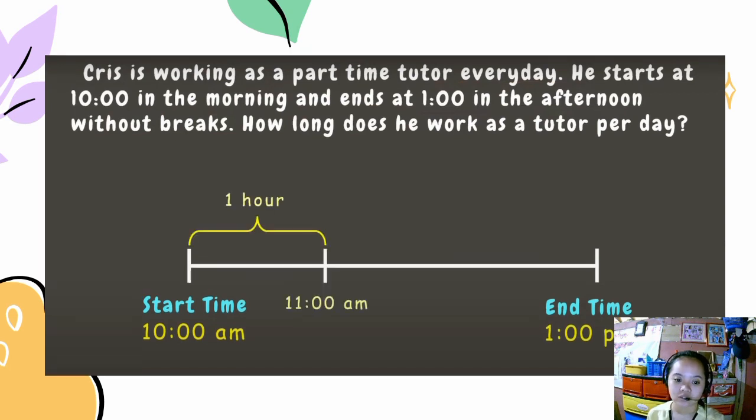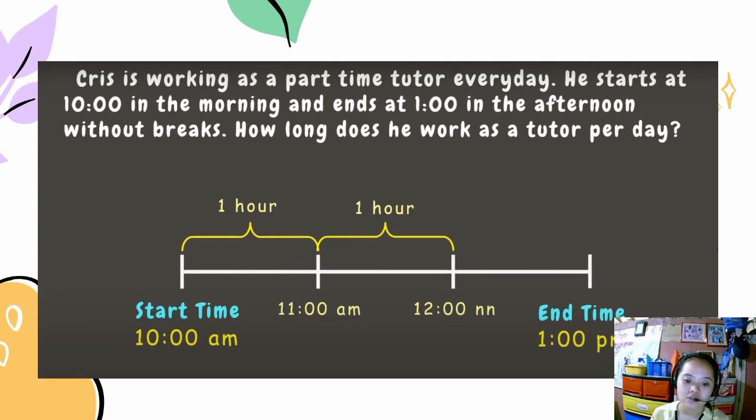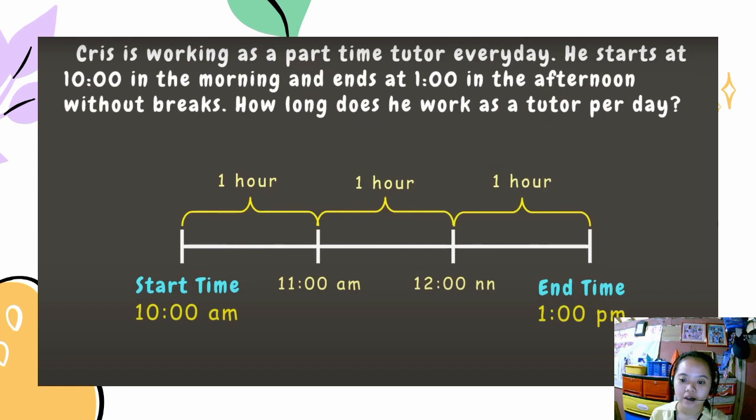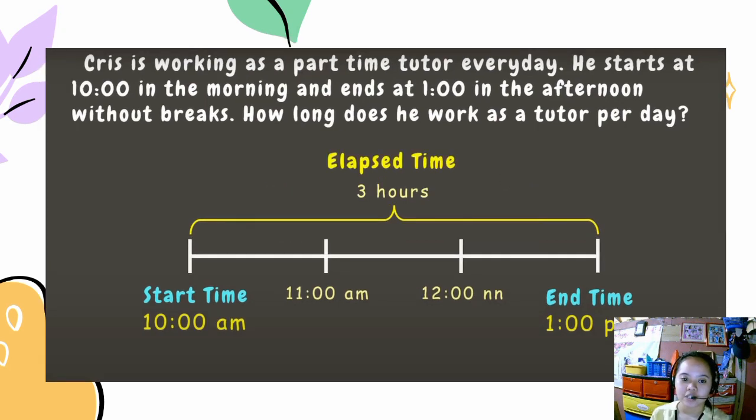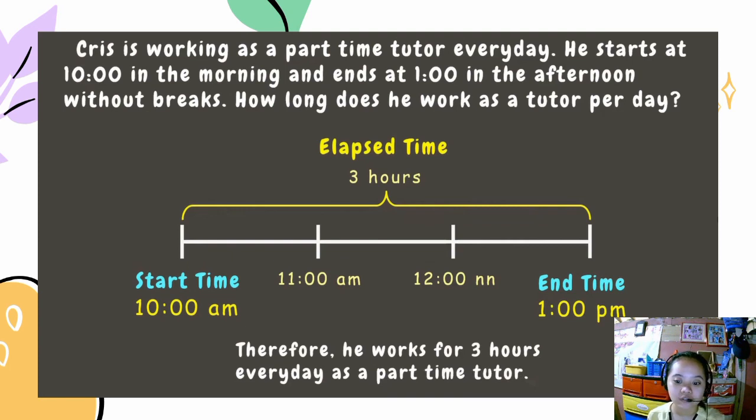Next, all we have to do is find the hours or minutes between the start time and the end time. So let's put here 11 a.m., or 1 hour, and then 12 noon, which is 1 hour also, and then 12 noon to 1 p.m. will also give us 1 hour. So all in all, 1 hour plus 1 hour plus 1 hour will give us 3 hours. So the elapsed time here is 3 hours. Therefore, he worked for 3 hours every day as a part-time tutor.